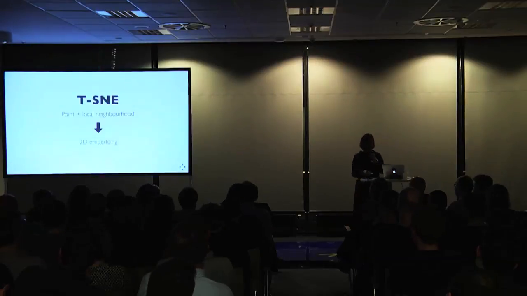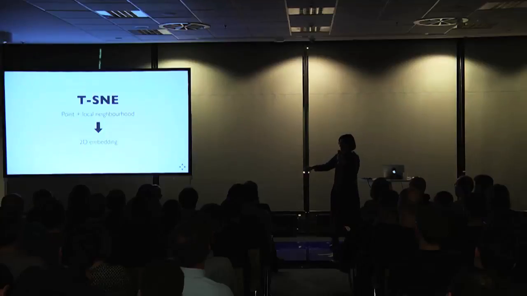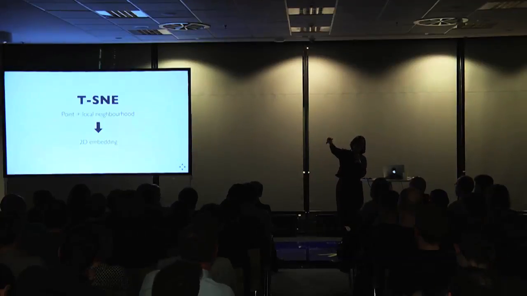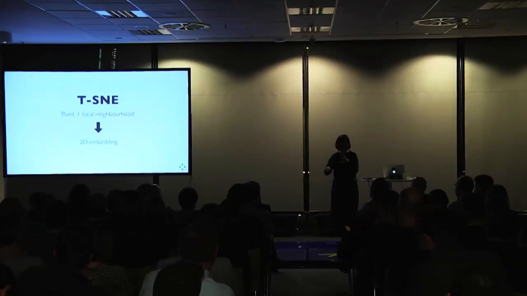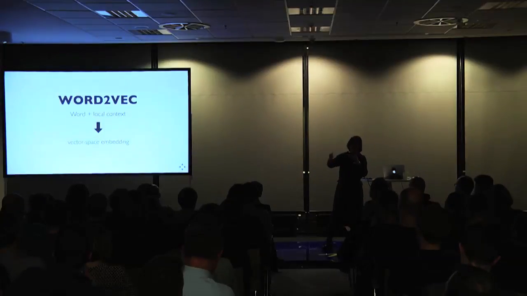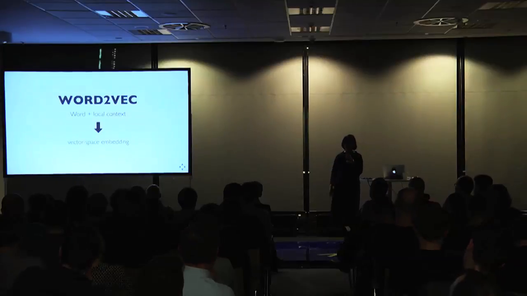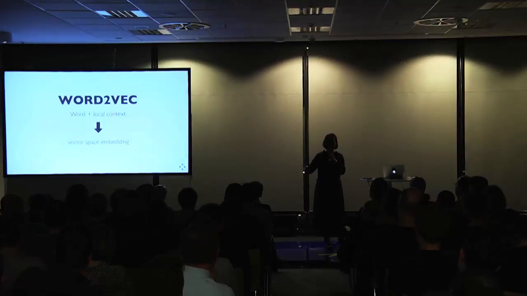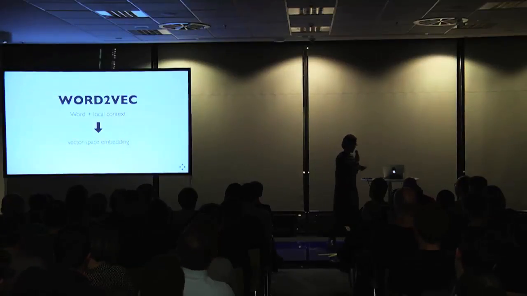And similarly, like before with t-SNE, it took a point and its local neighborhood and tried to project it into 2D space. Well, what Word2Vec is doing, it's taking a word and its local context of other words that are around it and projects it into a vector space. How it does that, it's quite complicated, but it does that very well.